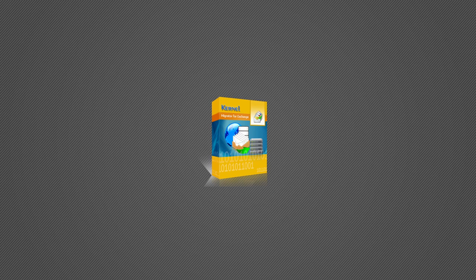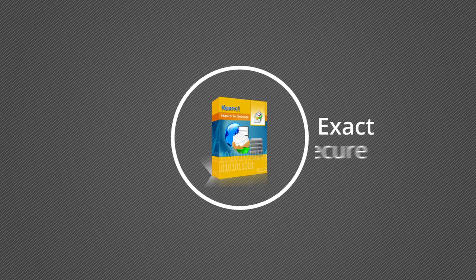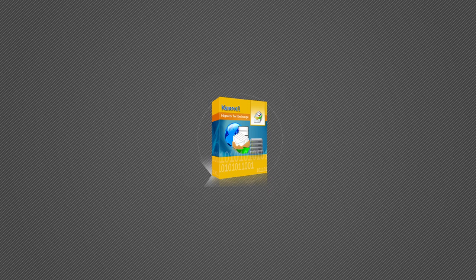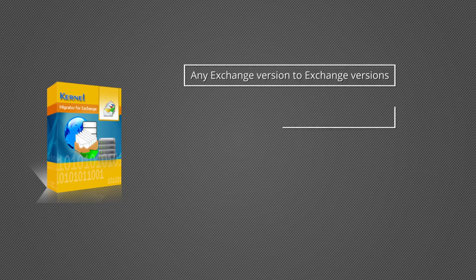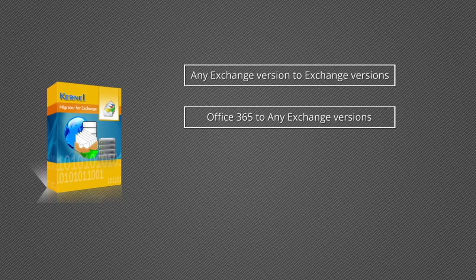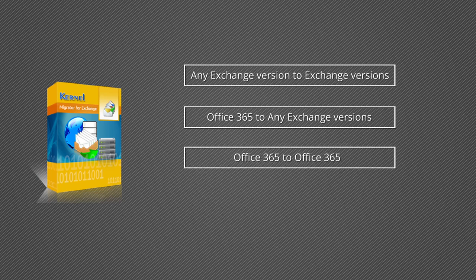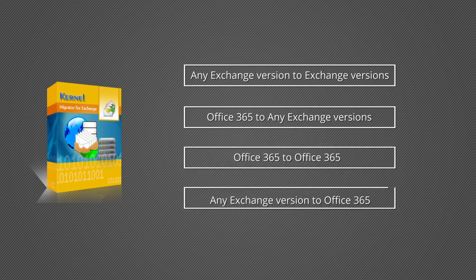Kernel Migrator for Exchange Software is an advanced migration tool, which provides exact and secure migration between sources and destinations. Users can perform the given migrations with Kernel Migrator for Exchange, between any two Exchange versions, from Office 365 to any Exchange version, between Office 365 tenants, and from any Exchange version to Office 365.